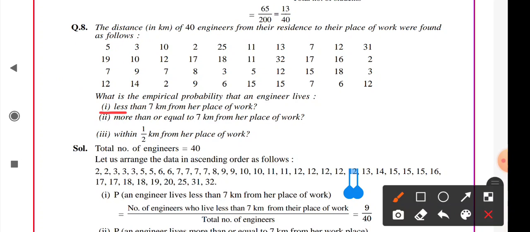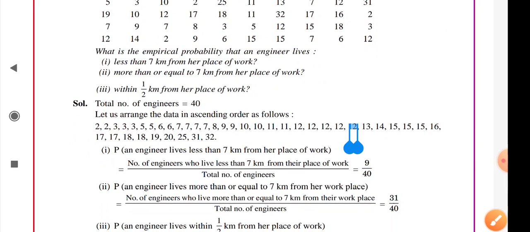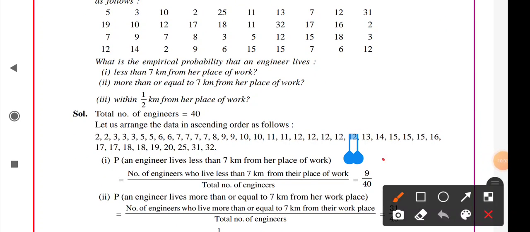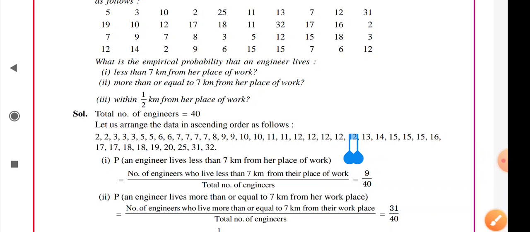The first one: what is the empirical probability that an engineer lives less than 7 kilometers from the place? For less than, we have to observe how many numbers are less than 7, so we will not include 7. You can see that there are 9 such numbers. The total engineers surveyed are 40. So the answer will be 9 upon 40.